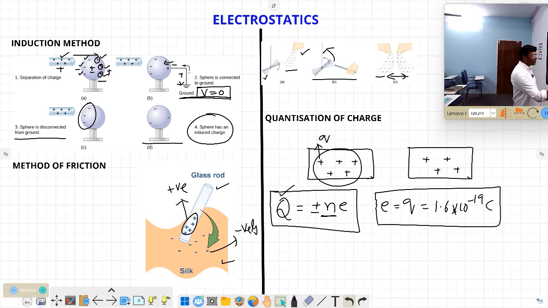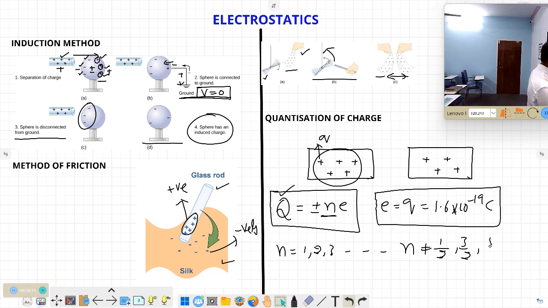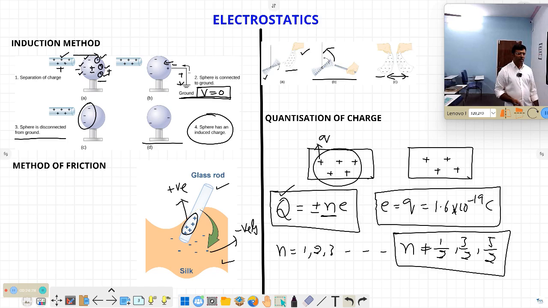So whatever the n number is, it may be 1, 2, 3, and so on only. This n value can never be a fraction, like 1 by 2, 3 by 2, 5 by 2, and so on. It is not possible. So the number of electrons is never a fraction value, it is always integral multiples of the charge of the electron. That is called quantization of charge.